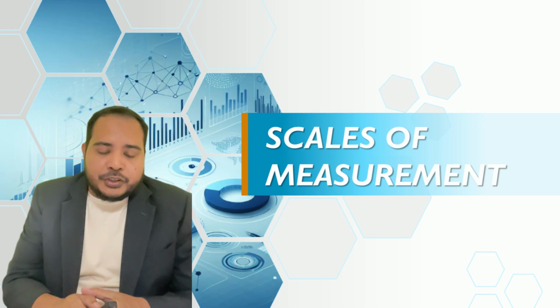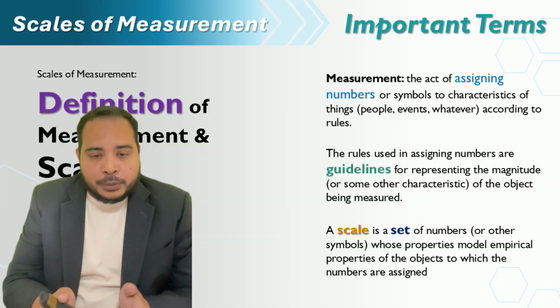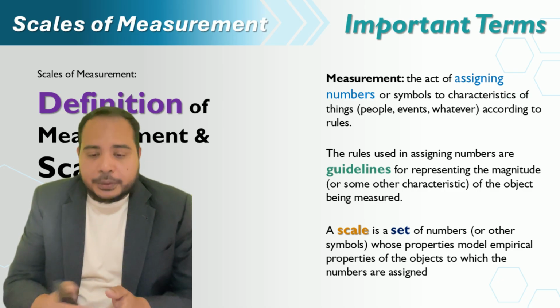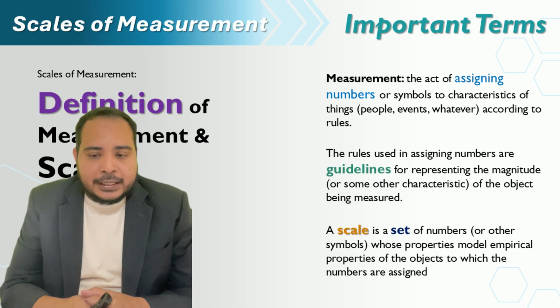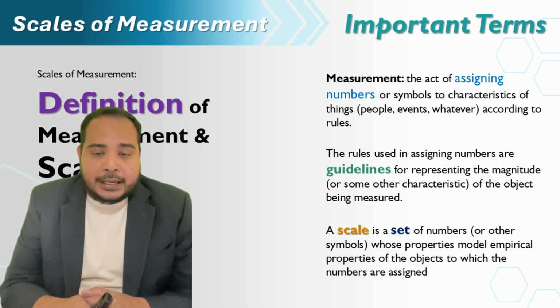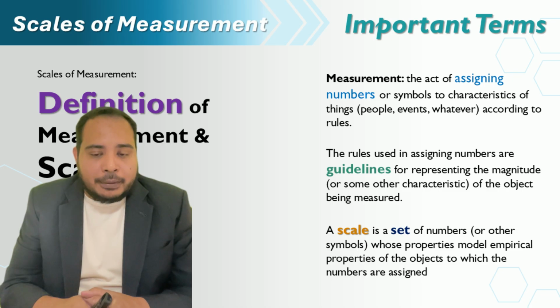Okay, first, scale of measurement. So what is scale of measurement? This scale of measurement is a combination of two words, which are scales and measurement. By definition, measurement is the act of assigning numbers or symbols to characteristics of things, characteristics of people, characteristics of events. In our case, the characteristics of psychological variables that we want to measure. So this assigning of numbers is based on certain rules.